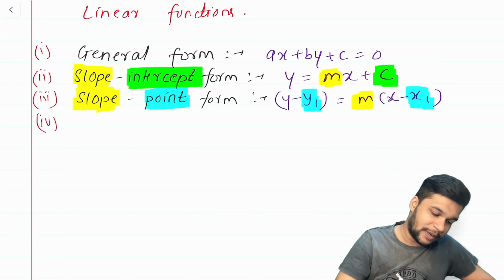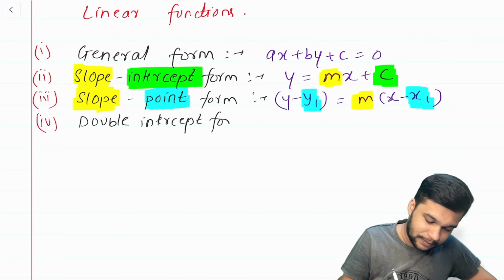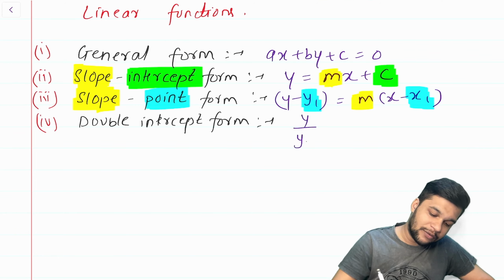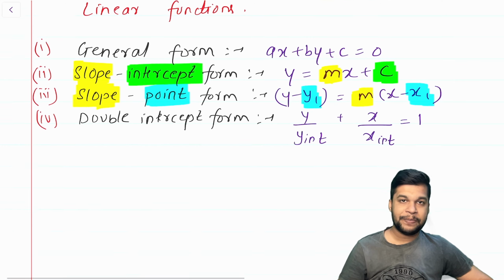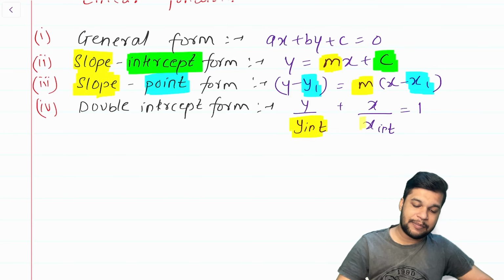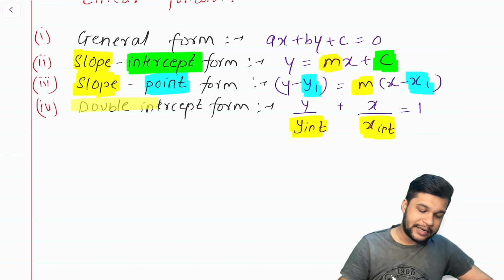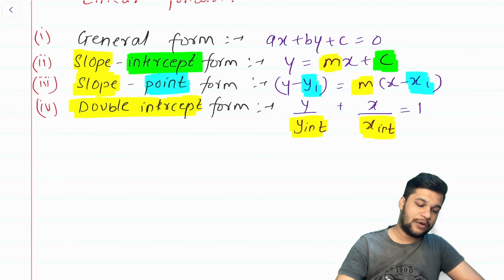And the last one is the double intercept form. How does this look? This is y upon y intercept plus x upon x intercept, and this is equal to 1. Since we have the y intercept and x intercept in the function, we call it double intercept form. So these are the four forms of a straight line.